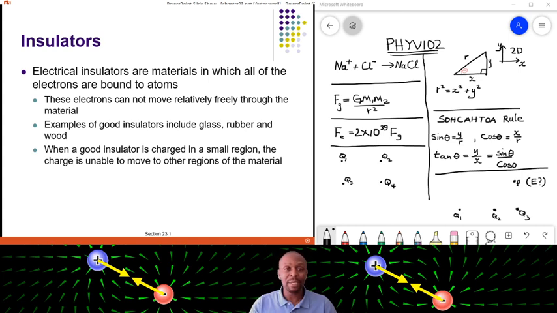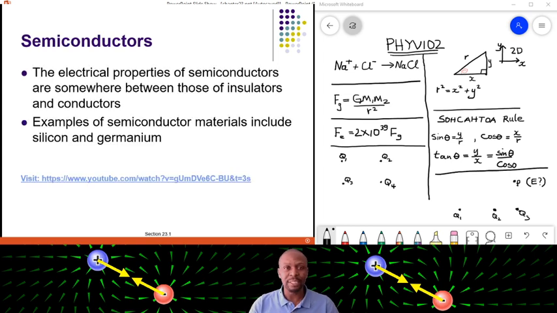Now, the last material that I want to introduce you to is the semiconductors. The electrical properties of semiconductors, as its name states, are somewhere between those of insulators and conductors. Good examples of semiconductor materials include silicon and germanium. In short, semiconductors only conduct electricity under certain conditions. For example, if you take a silicon wafer and heat it to a certain temperature, it will be able to conduct electricity.